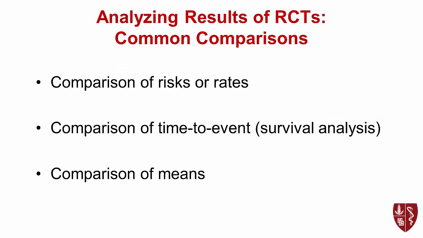Now let's look at what are the common comparisons that are made in a randomized clinical trial. If the outcome is binary, such as risk of dying or risk of an event, then often you might see comparison of risks or rates. If time to event is relevant, such as time to a cardiac event or time to recurrence of an infection or a relapse in, say, multiple sclerosis, you might see survival analysis techniques being used. And if our outcome measure is continuous, such as weight loss or changes in cholesterol levels, then the study will be interested in comparing means between the two study groups.